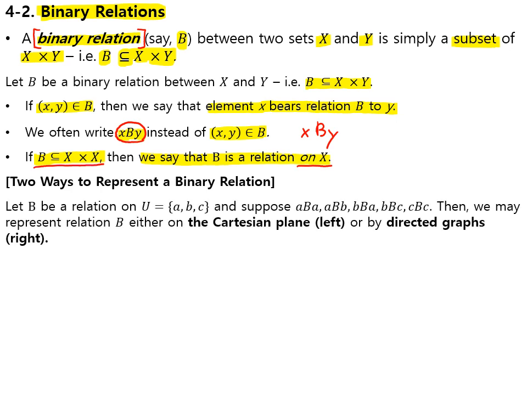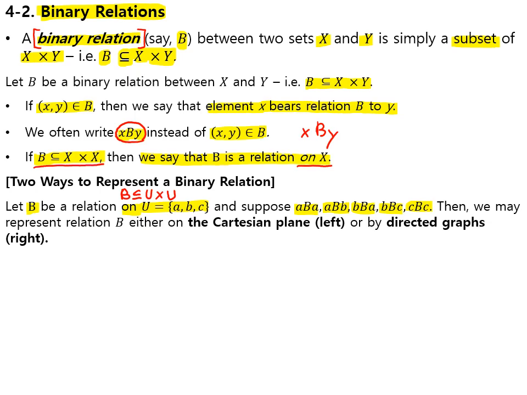All right, so let us illustrate this with a specific example. Let B be a binary relation on U. So basically what this is saying is that B is a subset of the Cartesian product of U to itself. And suppose that we have the following: A bears the relation to A, A bears the relation to B, B bears the relation to A, B bears the relation to C, and C bears the relation to C.